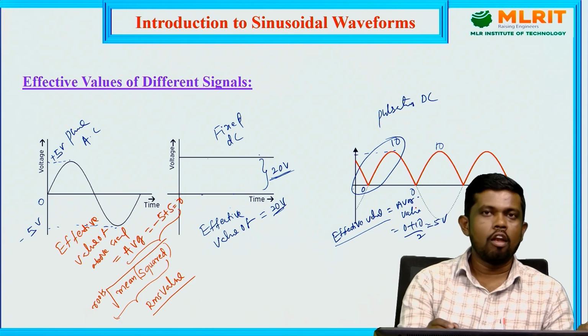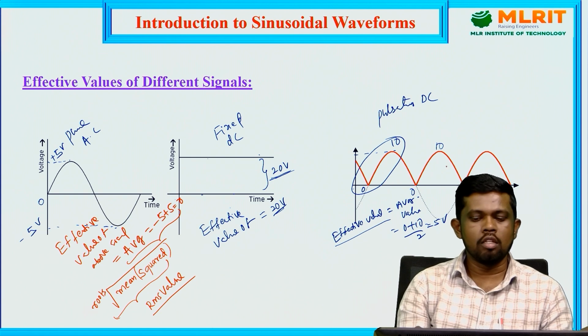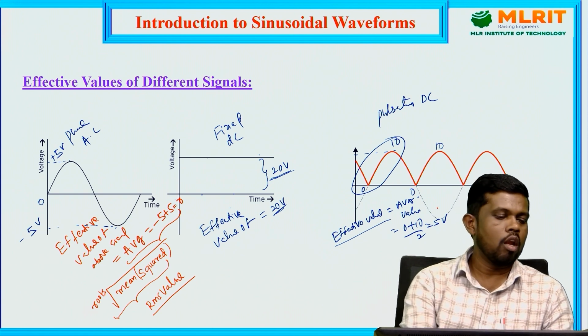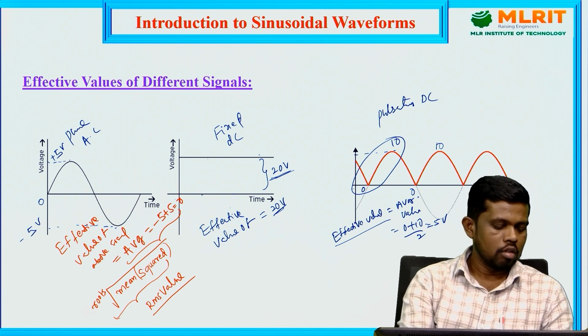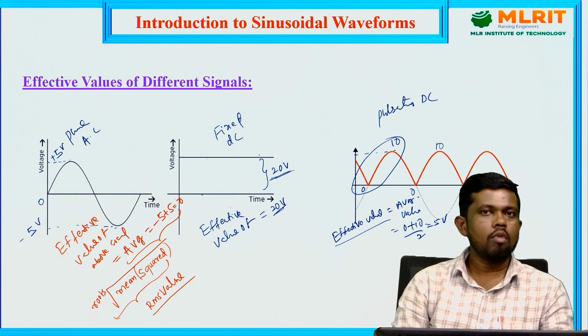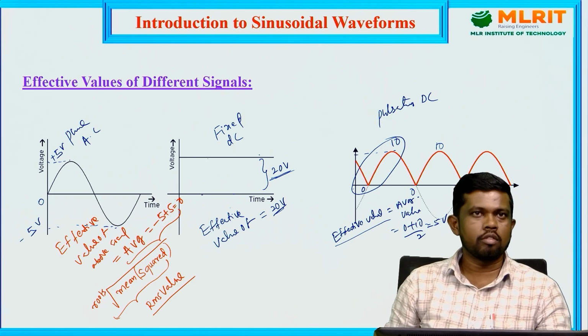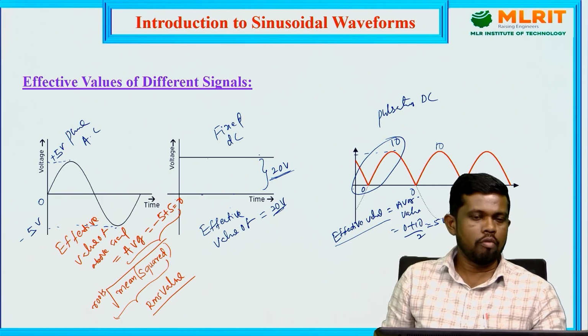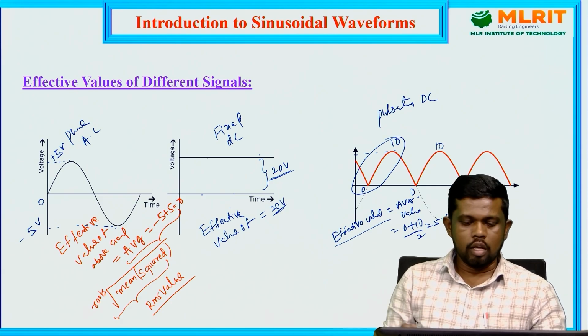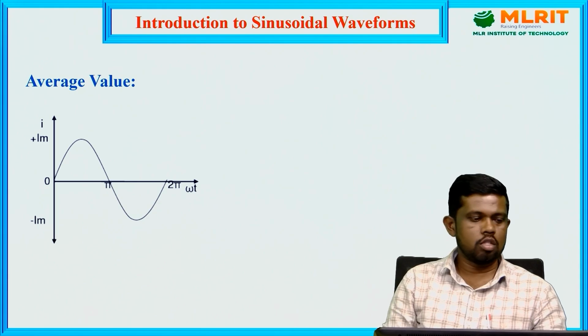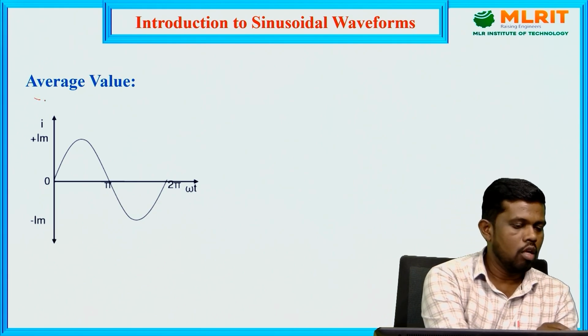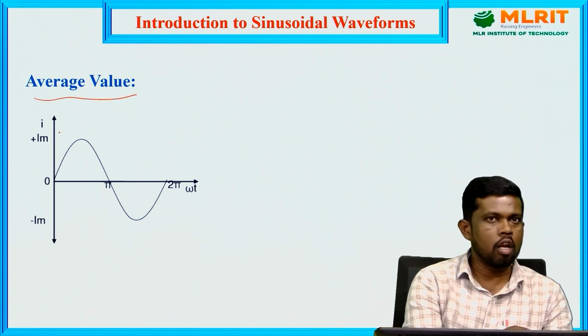So the effective value of this kind of time varying signal is the average value, and the effective value of this corresponding signal is the RMS value. For any kind of alternating signals or alternating quantities or sinusoidal signal, we find the effective values based on the average and RMS values. So the first thing we need to discuss is the average value of the sinusoidal waveform.